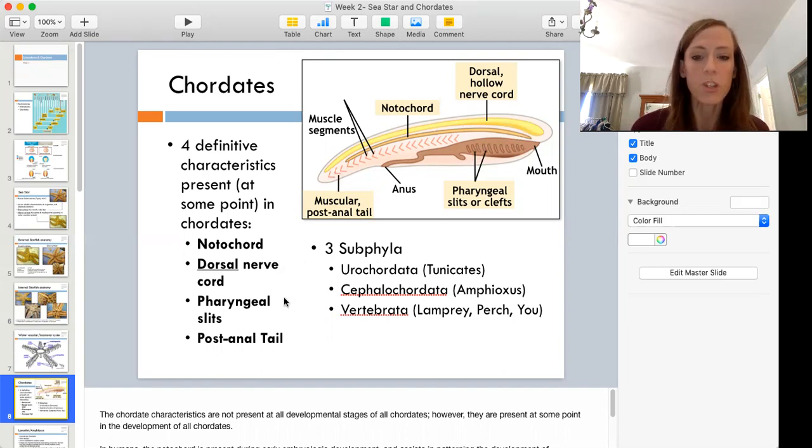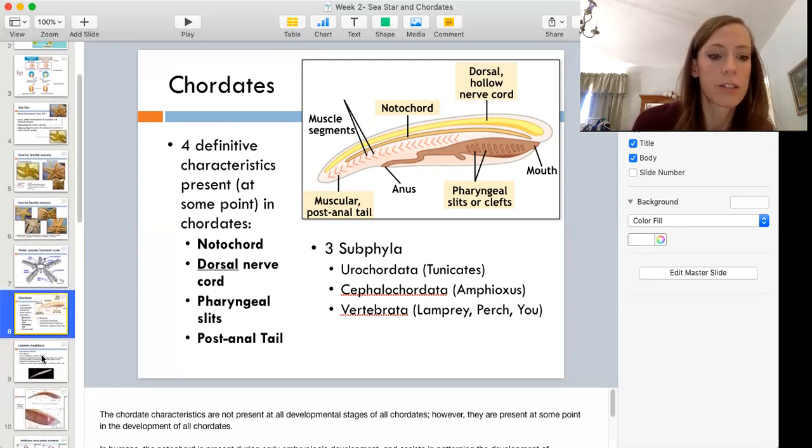There are 3 subphyla of chordates: Urochordata, Cephalochordata, and Vertebrata. Tunicates are an example of Urochordata. We won't look at those in lab. We used to look at slides of those, but they were not very good, so we don't look at those anymore. We will look at an example of a Cephalochordata. The example is the Amphioxus, sometimes also called the lancelet. And then the vertebrates, which include the lamprey, the perch, as well as ourselves, are all vertebrate chordates.